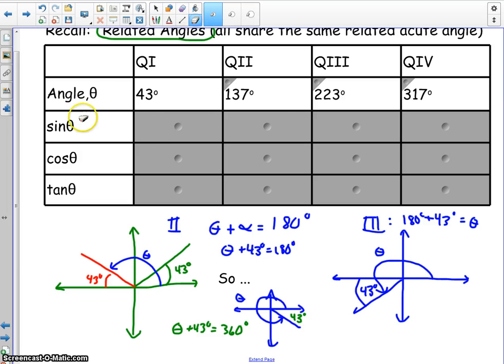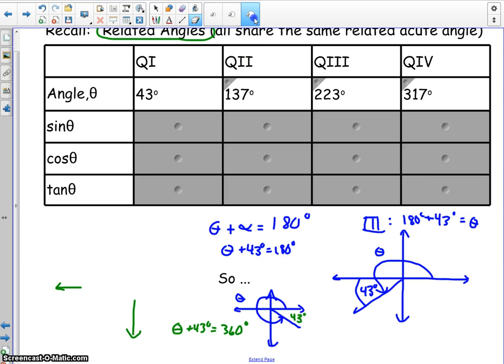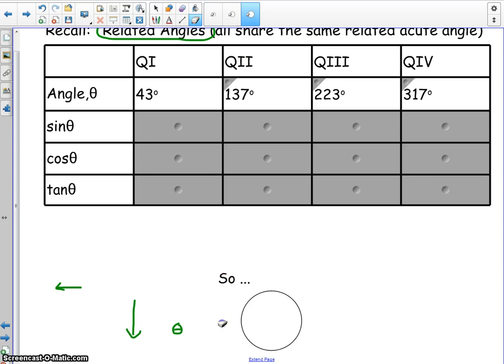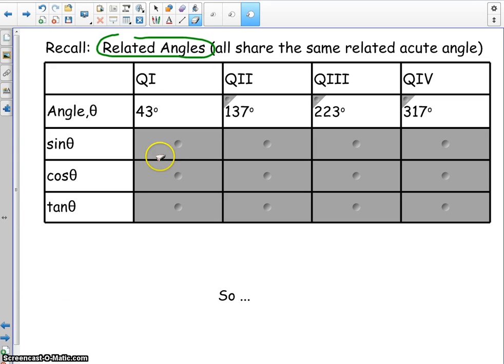Okay, so with that in mind, now that I have all these related angles, and again, we call them related because they all have the same alpha, I would like you to now, using your calculator, find the trig ratios for each of these. For example, if you put in sine of 43 degrees, you'll get 0.682. If you put cosine of 43 degrees in your calculator, you'll get 0.731. If you do tan of 43 degrees, you'll get 0.933. So take a minute here. Finish doing this for the other related angles, 137, 223, and 317, and look for any patterns that you might see, and see what conclusions you might be able to come up with.